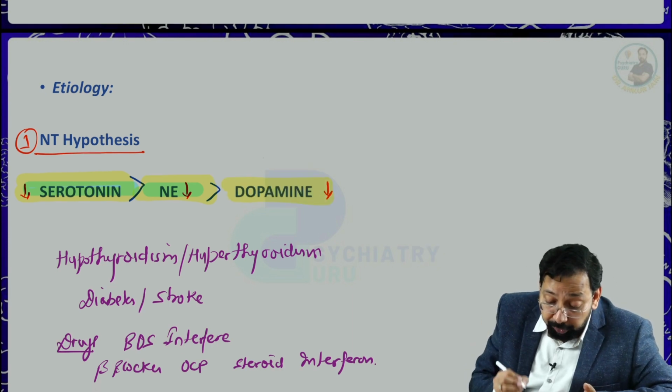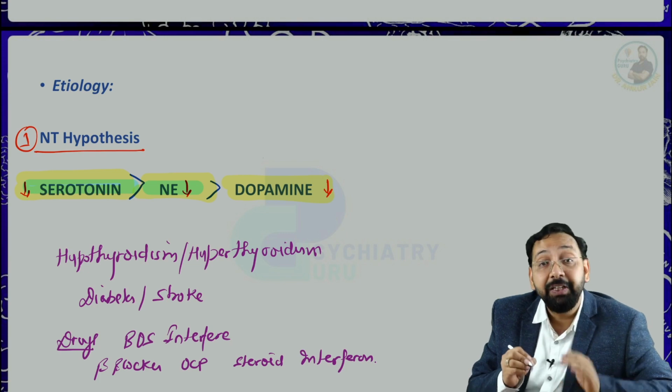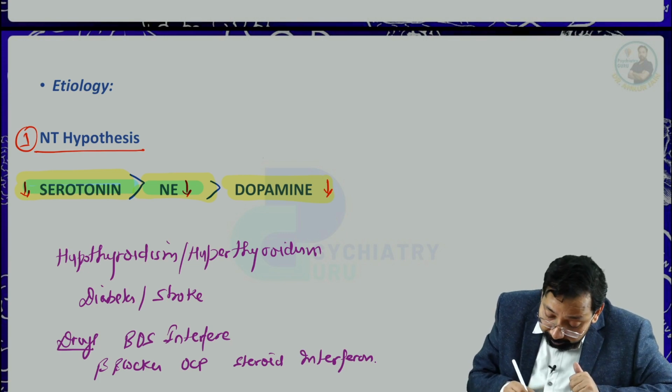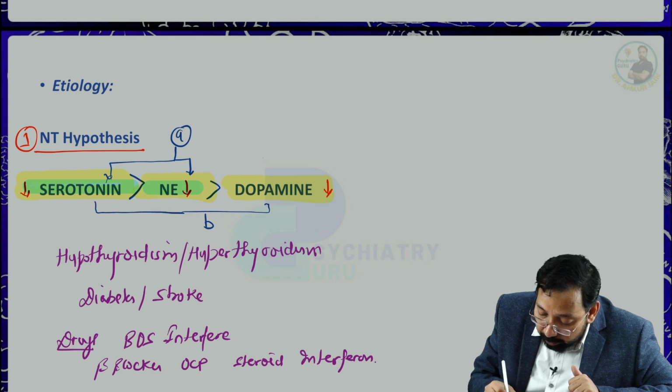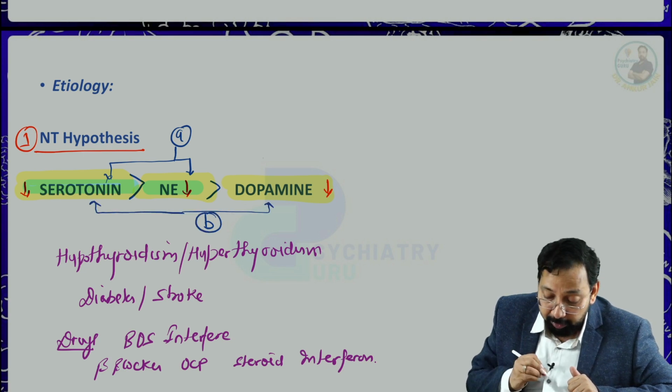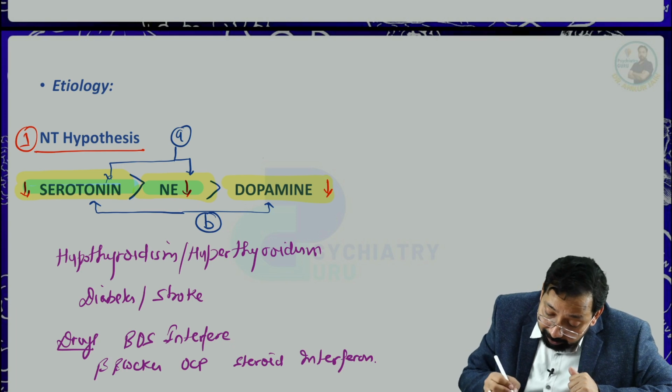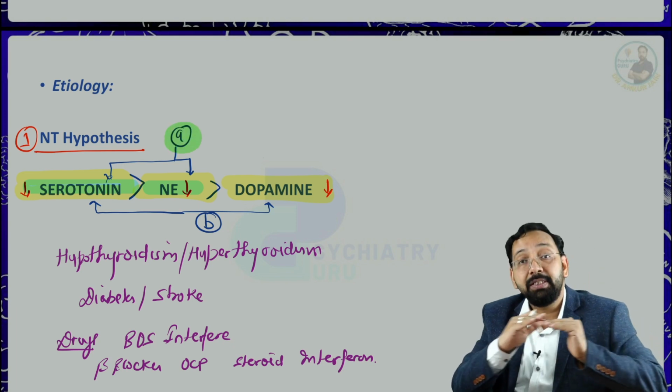Yes, a question has been asked. In depression, there is a decrease in: Option A, decreased serotonin and decreased norepinephrine. Option B, decreased serotonin and decreased dopamine. So the answer is option A. Okay, you will remember the sequence.